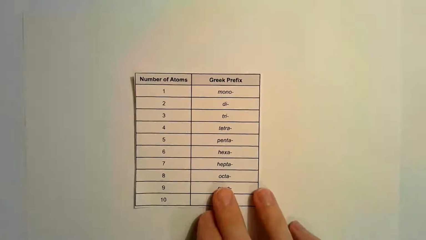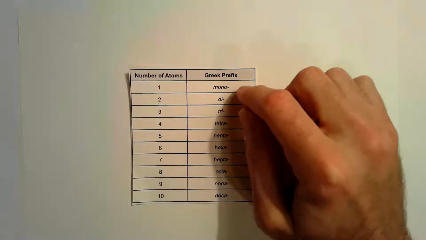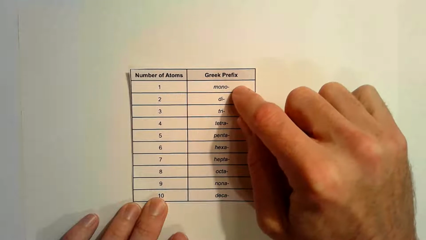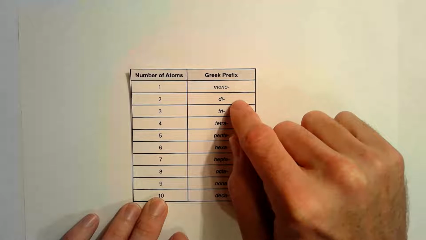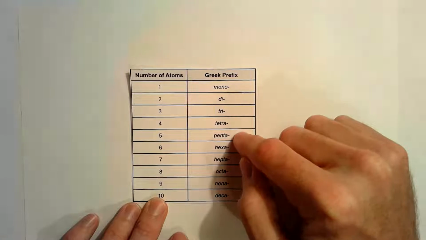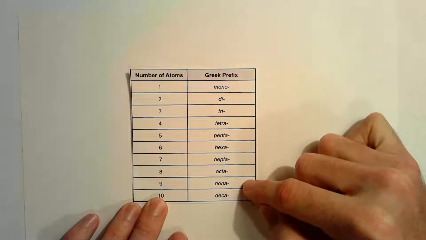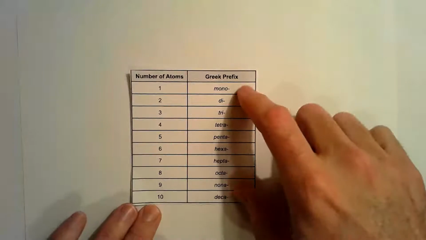So remember where you are in the video, so you can go back to it. If we have one atom, its Greek prefix is mono. 2 atoms is di, and then tri, tetra, penta, hexa, hepta, octa, nona, and deca. There are more, but you only need to know the first 10.